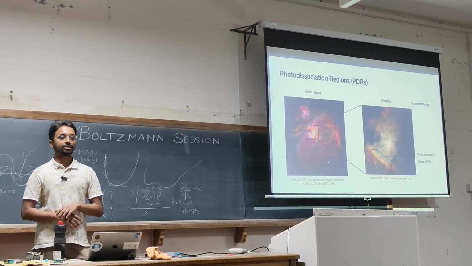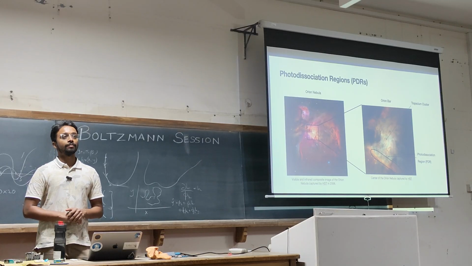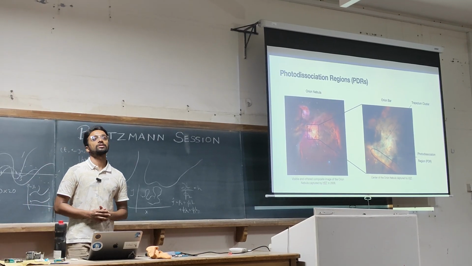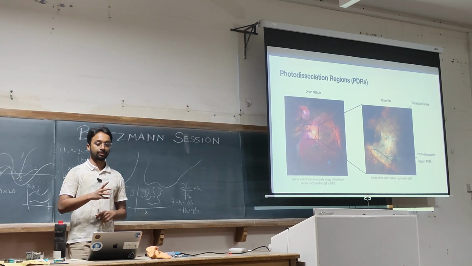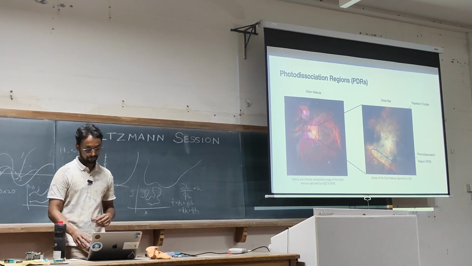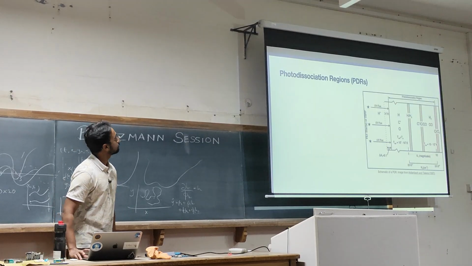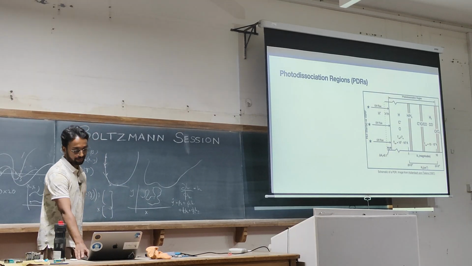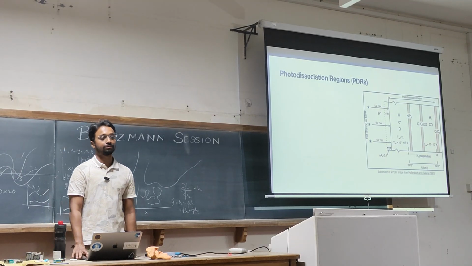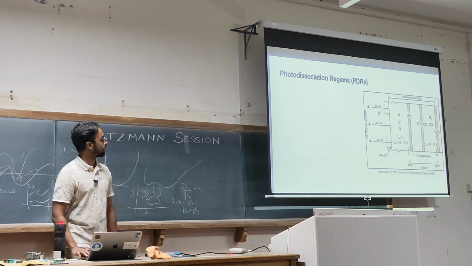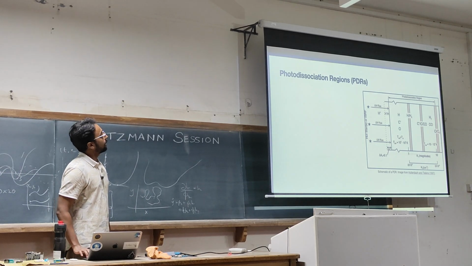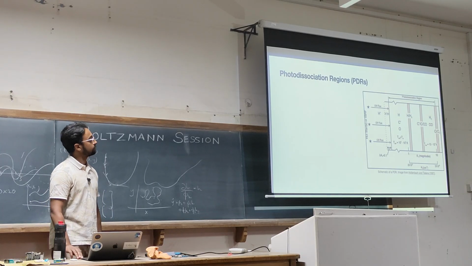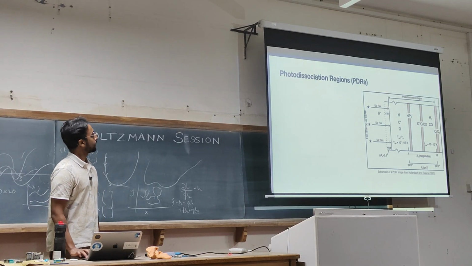It's called a photodissociation region because the central hot stars produce a lot of UV photons, and these UV photons ionize the gases around it, and that leads to a lot of photochemistry. This is basically a schematic of what a photodissociation region looks like. You have a lot of different atoms and molecules there, and depending on the ionization energies of those atoms and molecules, you get different transition zones.